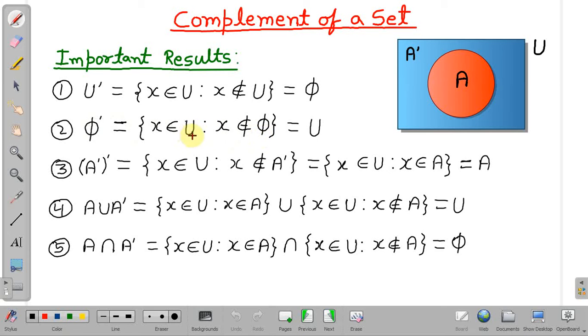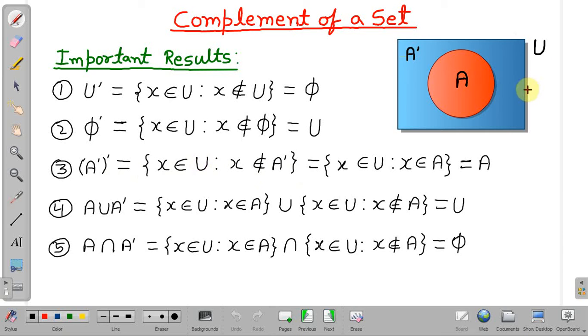So if we take U minus A, that is this rectangular box, minus phi, phi contains no element, so it will be U only. So this rectangular box will be phi dash. If we take the complement of a complement set, meaning we take the double complement, then we will try to see this. So X is an element of U, the universal set, such that X is not an element of A dash.